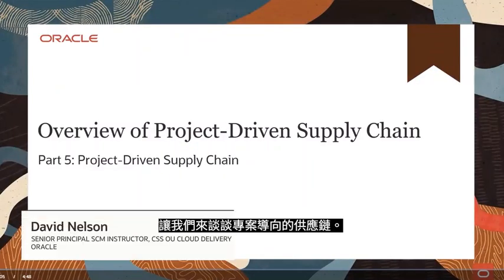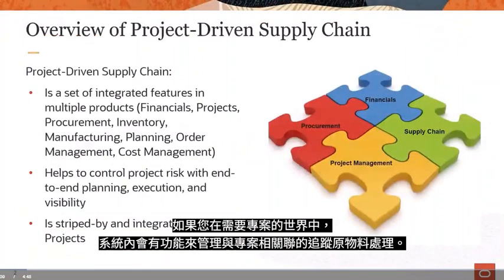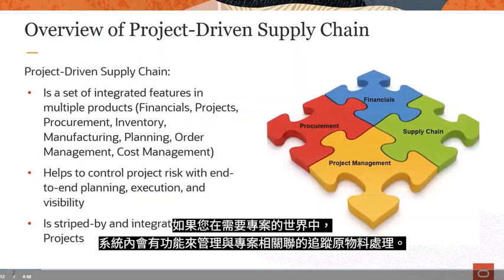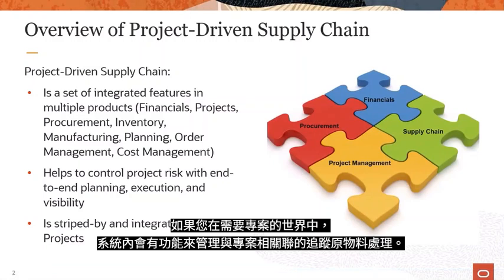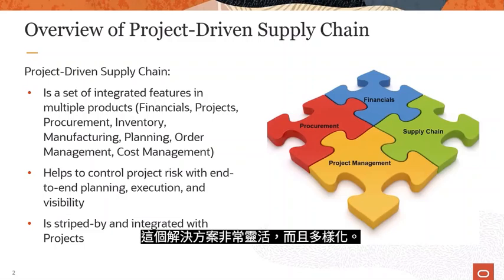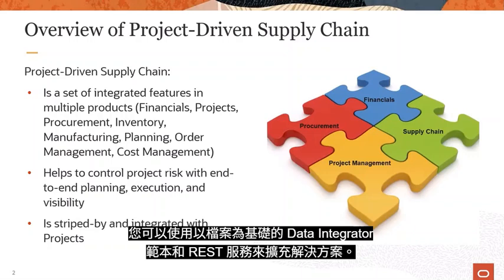To wrap things up, let's talk about project-driven supply chain. If you're in a world where you need projects, there is functionality within the system to manage the process of tracking materials associated to projects. The solution is very flexible and diverse. So if you're doing manufacturing, if you're asset intensive, wherever the case might be, it will or should work for you. You can use the file-based data integrator template and REST services to extend the solution.